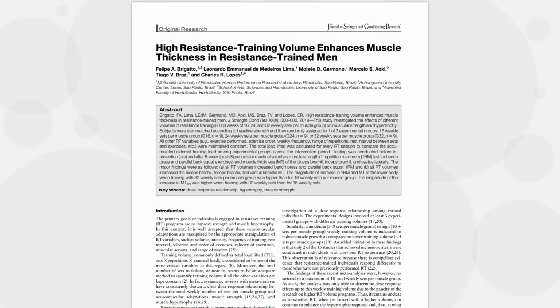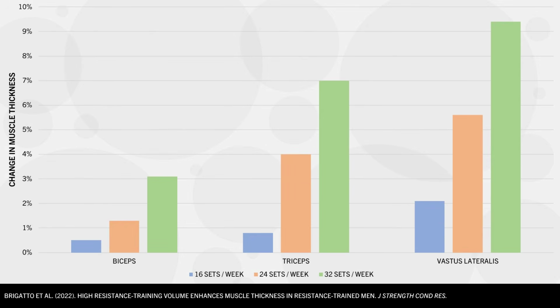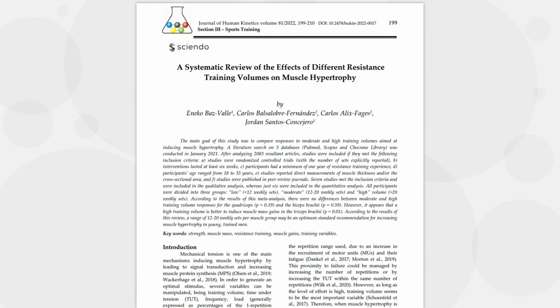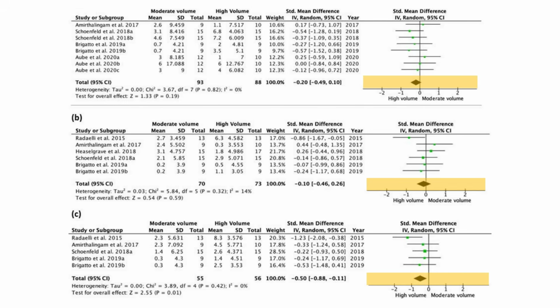For example, this study explored the effects of training with 16 versus 24 versus 32 sets per muscle group per week. And as we can see, more volume resulted in greater muscle growth, even up to extremely high volumes. However, there are likely diminishing returns, meaning more volume may result in less additional muscle growth. This was established in this systematic review, which gathered the data on low versus moderate versus high volume training. It was found that while moderate volumes tended to be significantly superior to low volumes, high volume training was only marginally more effective than moderate volumes.